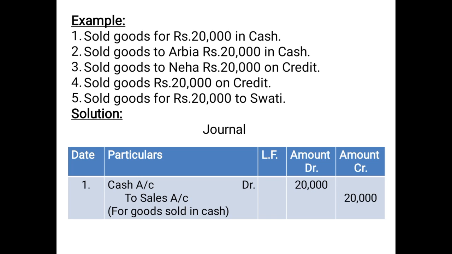Again, credit or cash irrespective, if it is a sale, it will carry a credit balance. Sales account will be credited. And which account will we debit? We will debit Swati, not Swati's account, because Swati is a human being. So we will debit Swati. What will be the entry framed? Swati debited 20,000 to sales account 20,000.